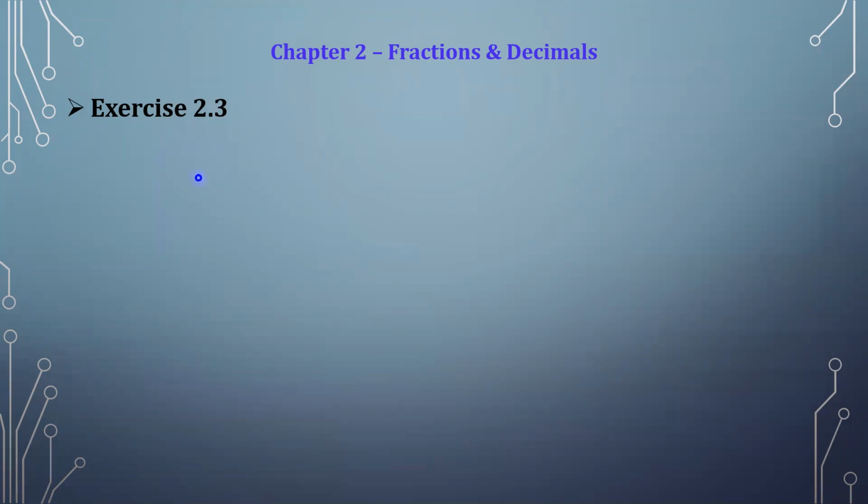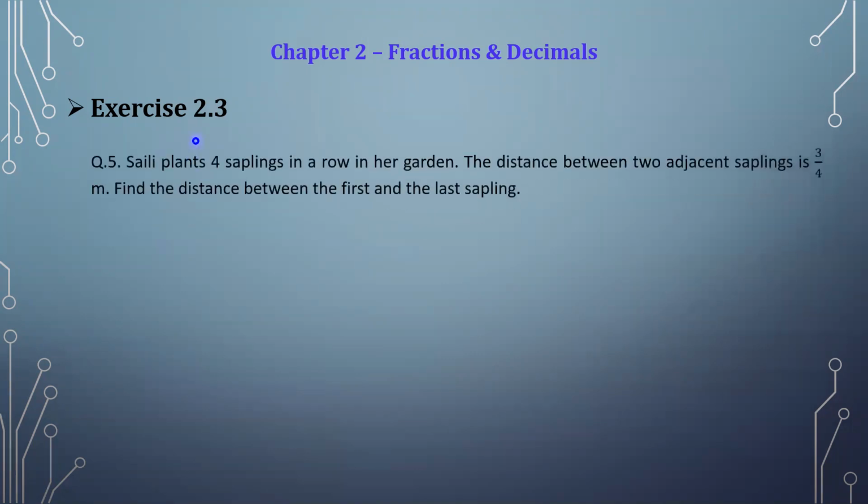That means from question number 5, word problems are there. Some statements are given, and from these statements we have to find out the conditions or whatever they have asked. We have to find out those particular things. Now here we are going to consider question number 5 from exercise 2.3. Now, if we read the condition, it is given like this.